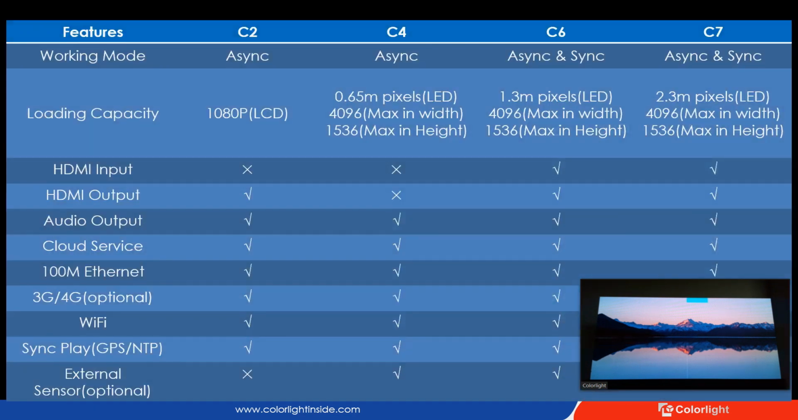This chart is for your reference. Again, the C2 for the LCD, and C4, C6, C7 for the LED. One thing to mention is that C4, C6, and C7 can reach up to 4096 in the horizontal pixels, and they can also reach up to 1536 in the vertical pixels.